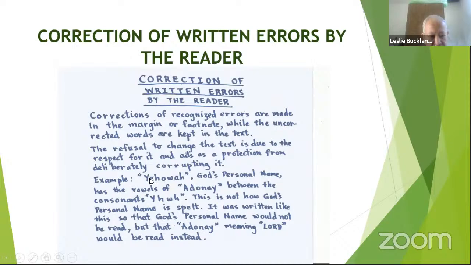But they don't understand that the vowels that are between the consonants YHWH come from a different Hebrew word, Adonai, because the copyists of the Hebrew scriptures were afraid that if God's personal name was actually used, somebody in Israel might misuse it and bring upon themselves and perhaps upon Israel as a nation God's anger.